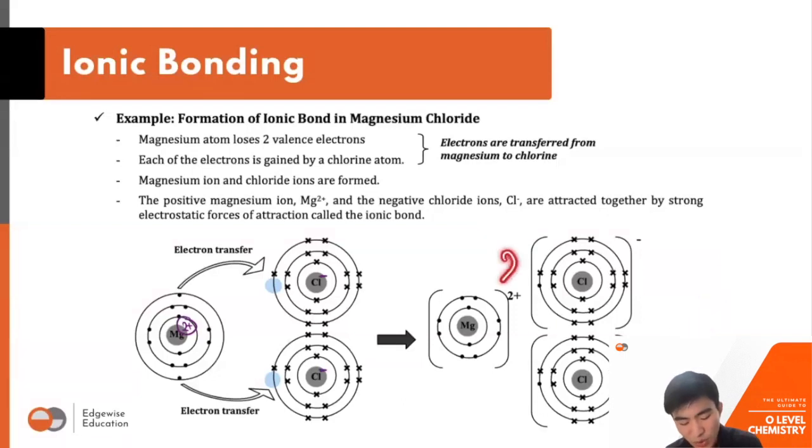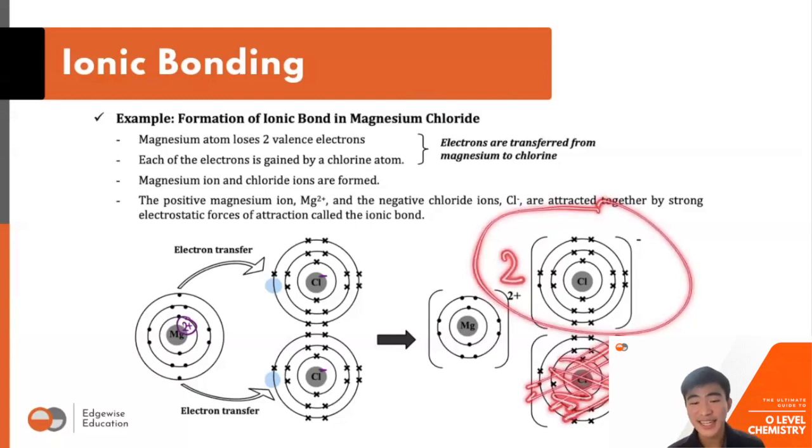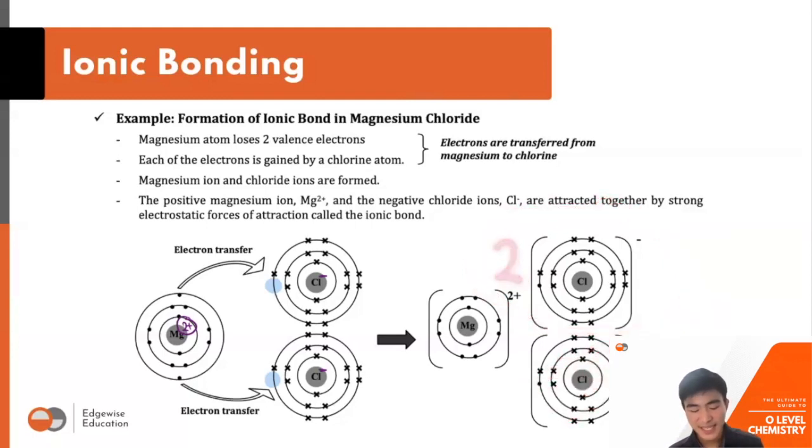Or you can just put a 2 in front of the Cl. Then you just cancel away this one. No need to draw this one. Okay, just write 2 over here. Okay, it just represents 1 of these and 2 of the Cl.